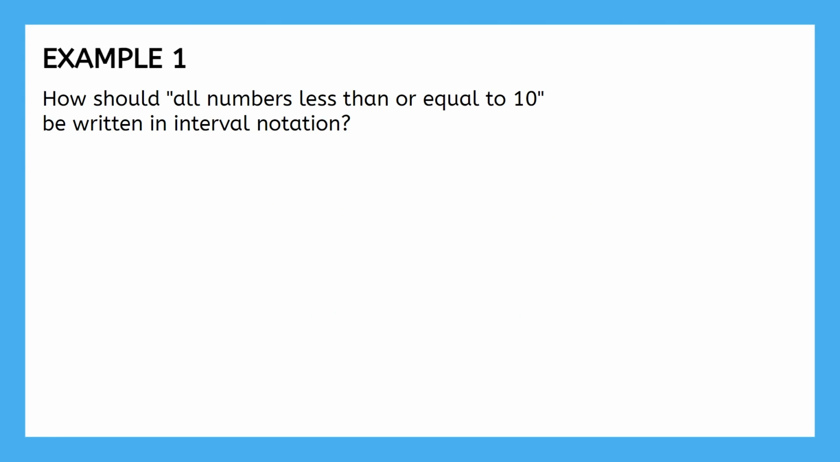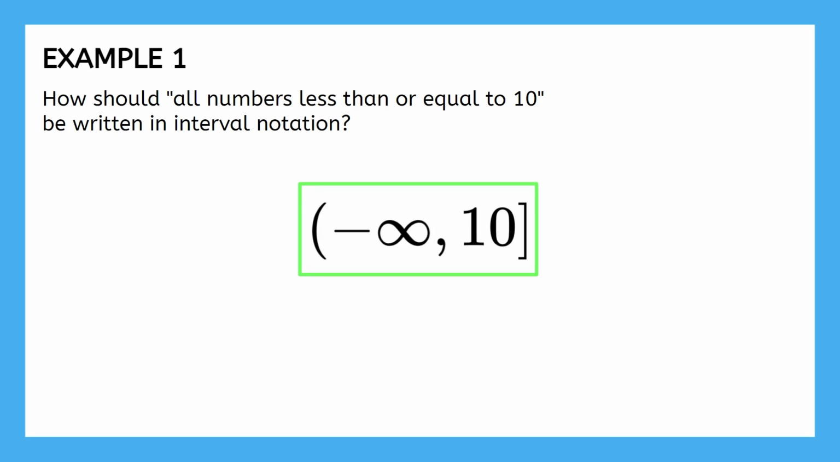Let's try some examples. How should all numbers less than or equal to 10 be written in interval notation? To construct an interval, we need a lowest number, a highest number, and then some kind of parentheses. Well, here there's no lowest number less than 10, so we'll be starting with a negative infinity on the left. The highest number less than or equal to 10 is 10. We would need to include 10 since it's less than or equal to. So we would have a hard bracket on the 10 side. And then, as always, infinity always comes with soft parentheses, and this is our answer.